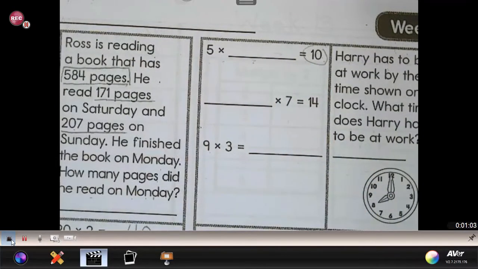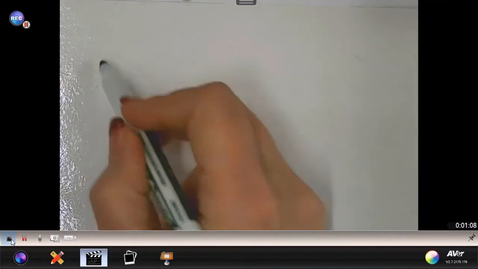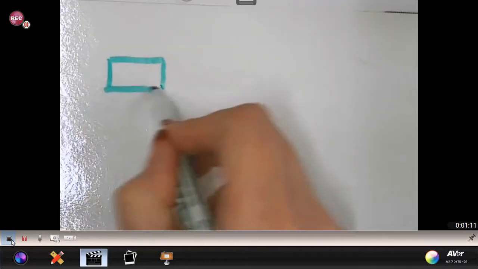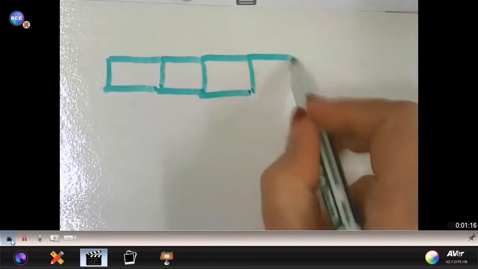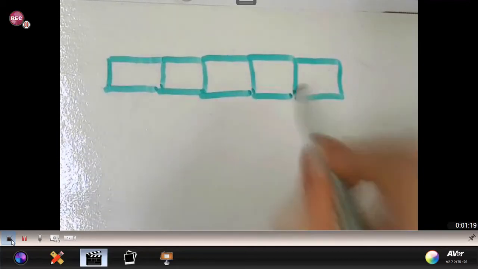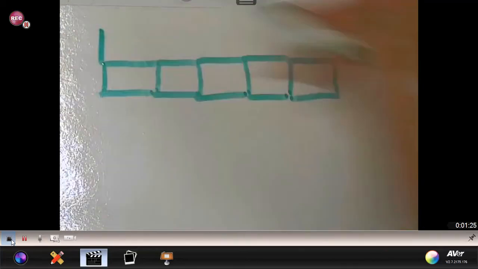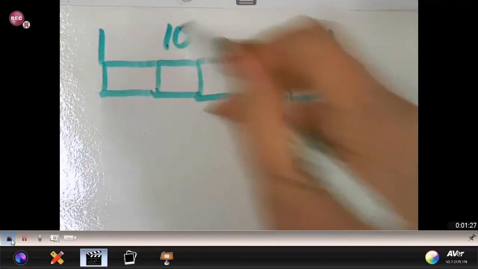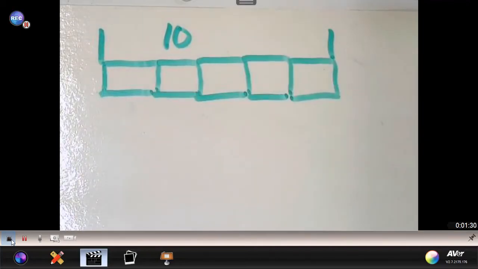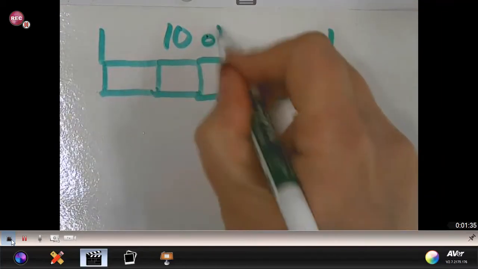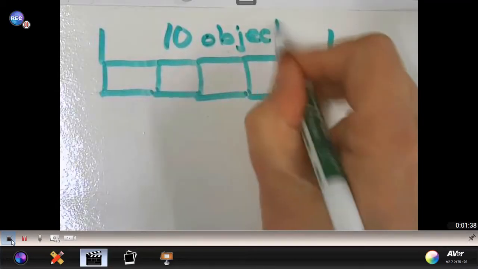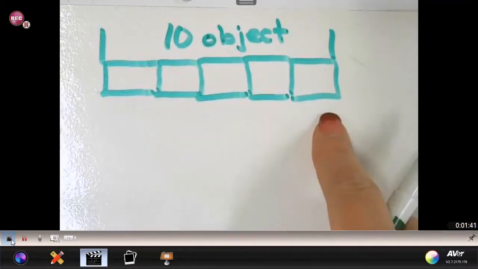So based on a model, I could say that I have 5 groups, and I can use bars to show my groups. I have 5 bars for my 5 groups. I know that I have 10 objects total. Now, this is where your understanding or your fact fluency comes in, because if we have 10 objects, we want to know how many objects are going to be in each group.